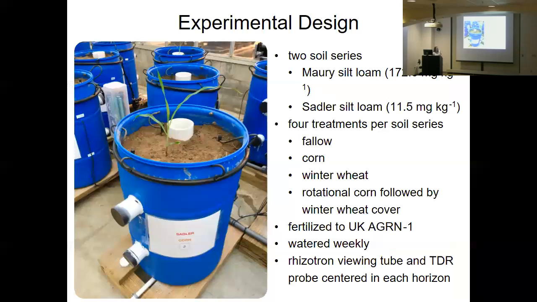And then each horizon has a rhizotron viewing tube, which is this white painted tube on the side. That allows us to insert a special camera that can scan the tube in 360 degrees and collect root images. And then we additionally have a TDR probe in each horizon that is collecting temperature, water content, and conductivity measurements every 10 minutes over the next 3 years.